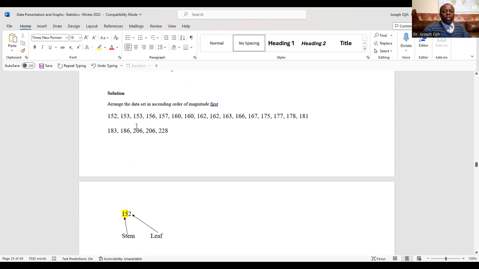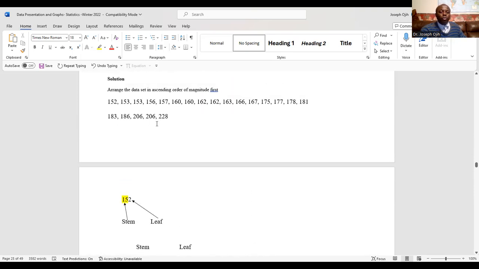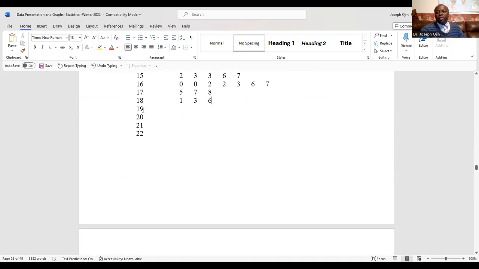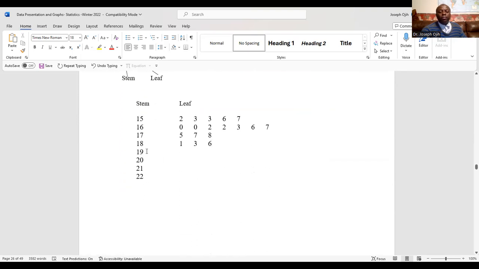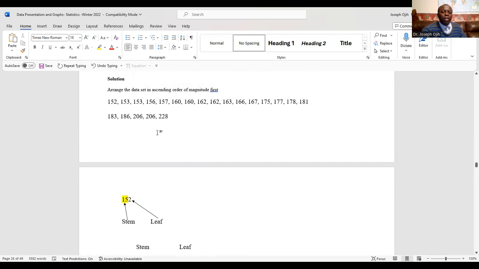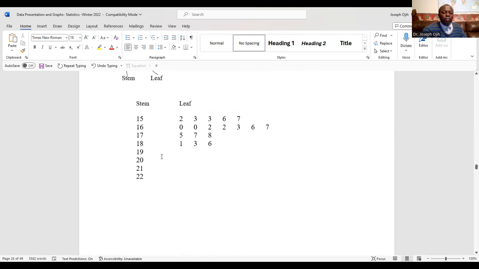Then 19, we don't have 19, right? But because it goes from 15 to 22, you still have to put 19, because you gotta count 19 before you can get to 22. We don't have any number for 19, so you leave it blank. Professor, when we leave it blank, don't put a 0, just leave it blank? Yeah, don't put nothing there. When we do outliers, I'm gonna explain to you why we do that. Okay, thank you. You're welcome.